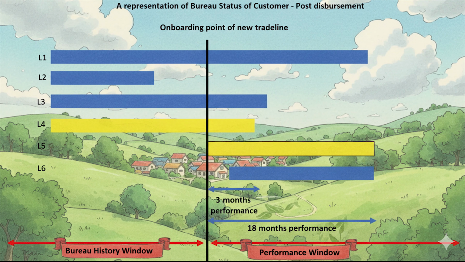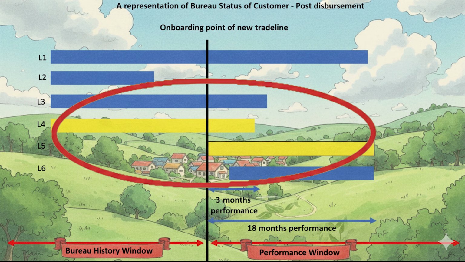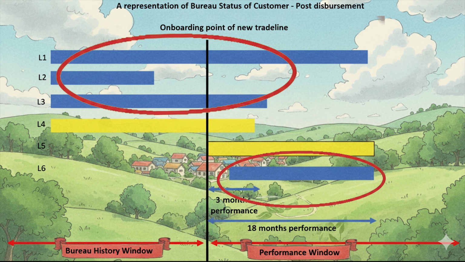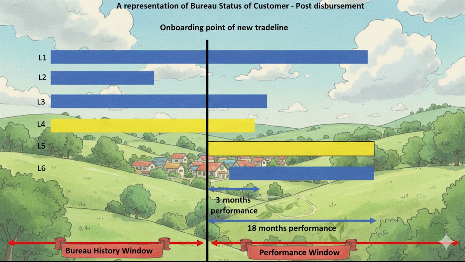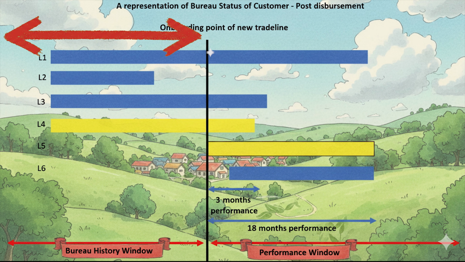Before going into subsequent steps in model building, we need to understand how a credit bureau profile of a customer will look like. Figure shows a sample representation of bureau history of a customer. The dark line in the middle shows the point of origination of the loan, L5, which is under consideration for model building. Yellow trade lines represent the trade lines of a customer for the same company for which the new loan is considered. And the blue line represents other company trade lines pre and post disbursement. And the region right to the dark line represents performance of the customer post disbursement, and the region left represents bureau history of the customer pre disbursement.